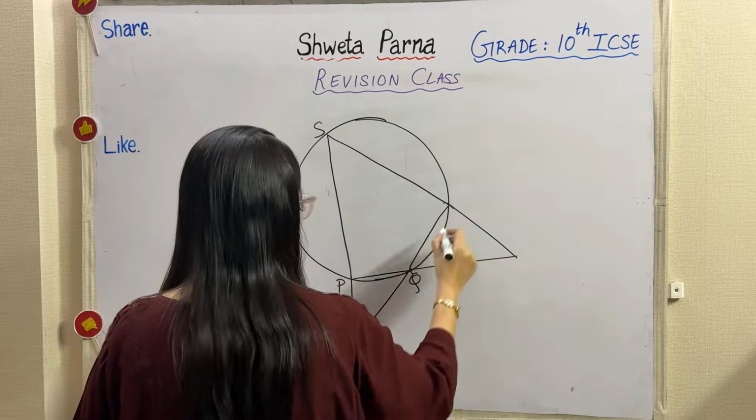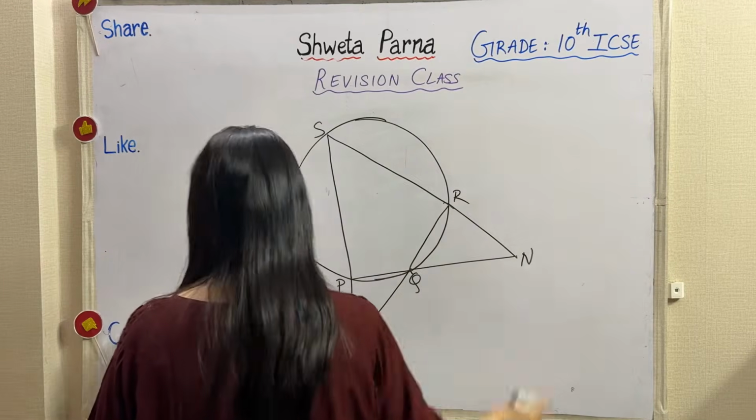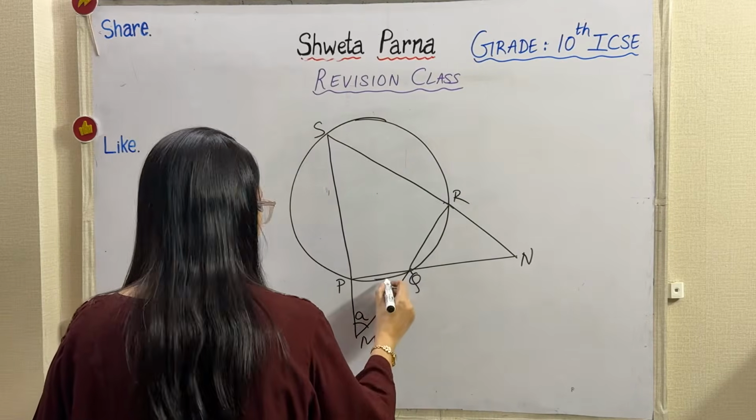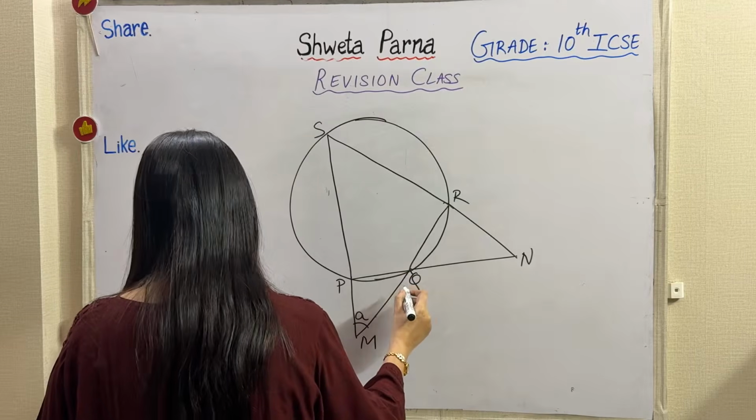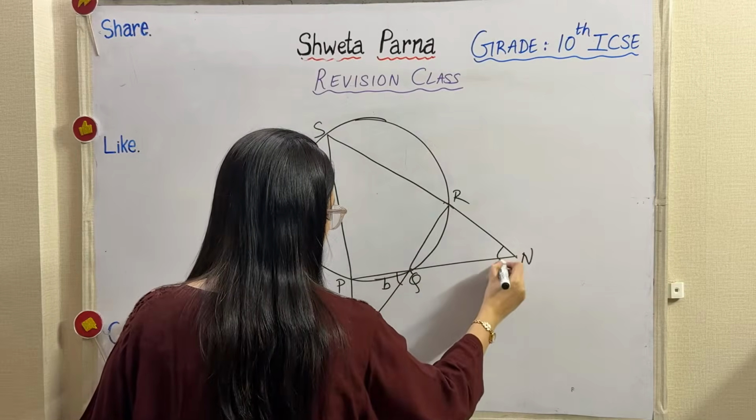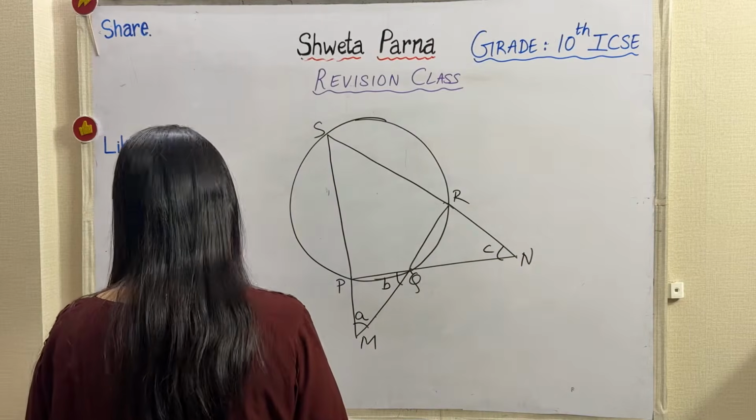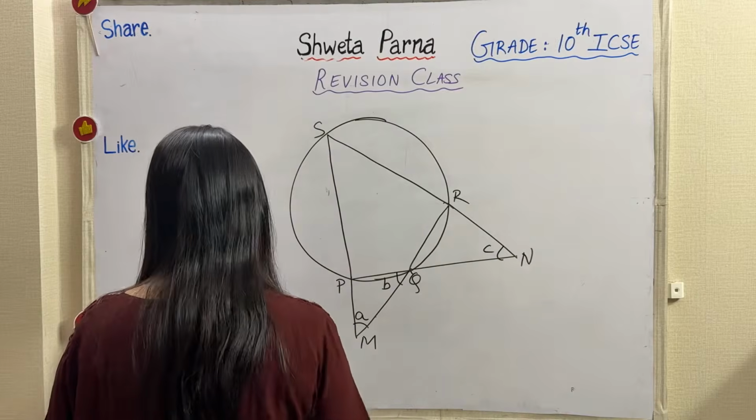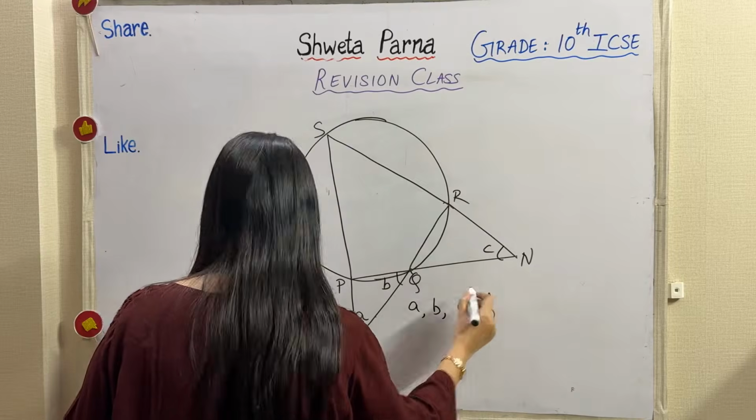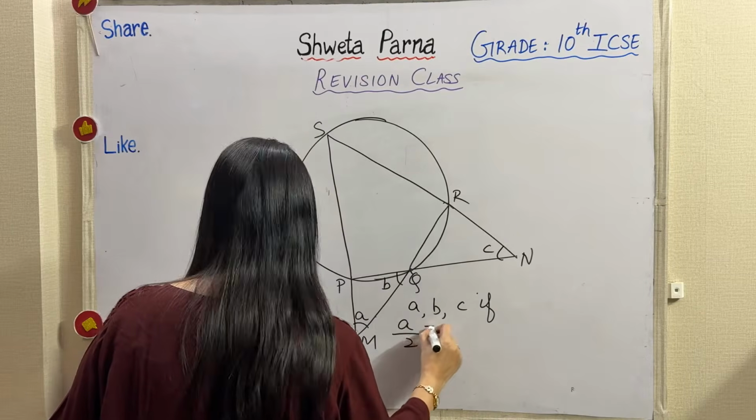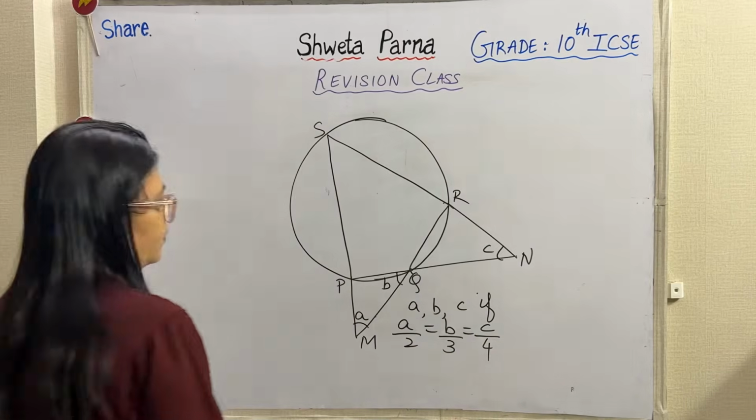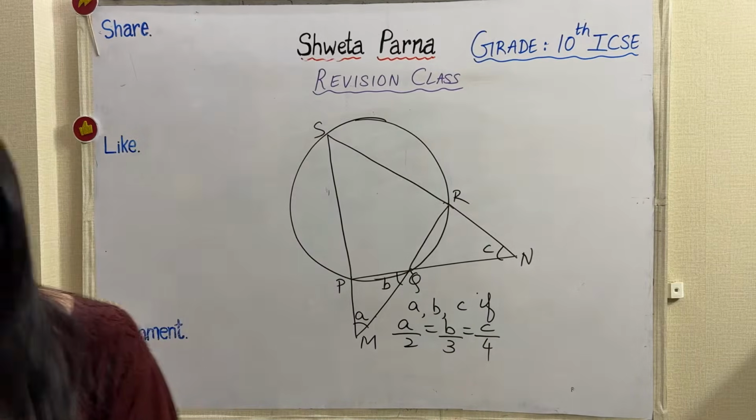Is the figure complex? No, right? Now, here this is angle A, this is angle B, this is angle C. Okay? Now, Q is a point on the circle, now children. Now, you have to find the value of A, B and C if A upon 2 is equal to B upon 3 is equal to C upon 4. Come on. Do the sum.